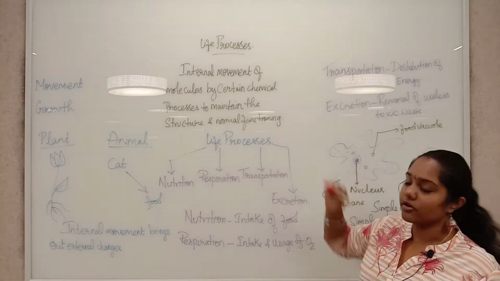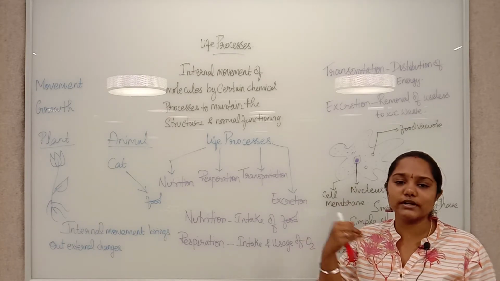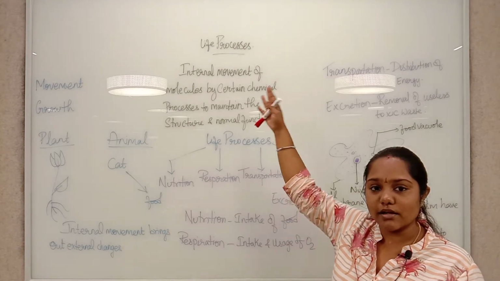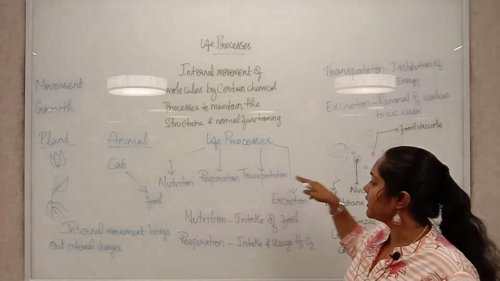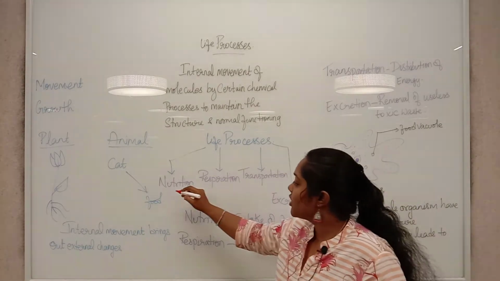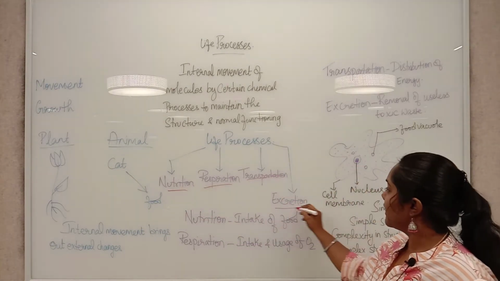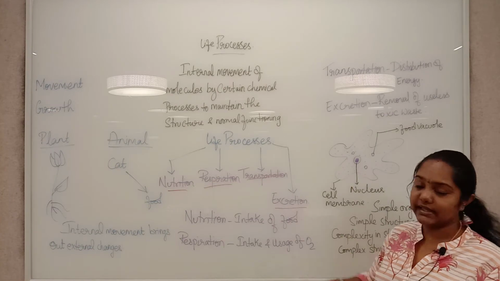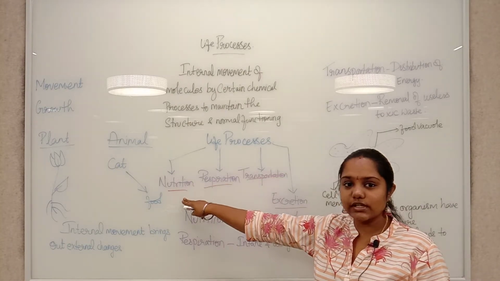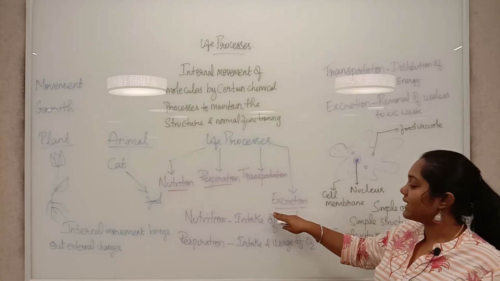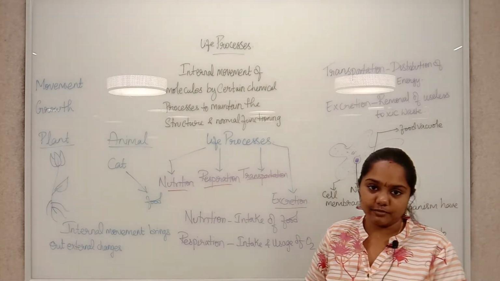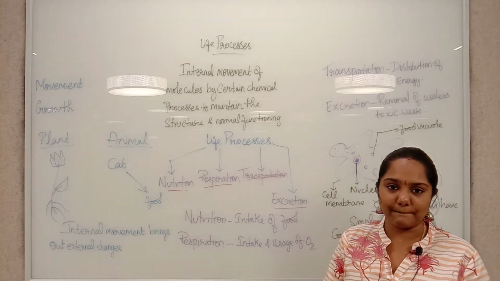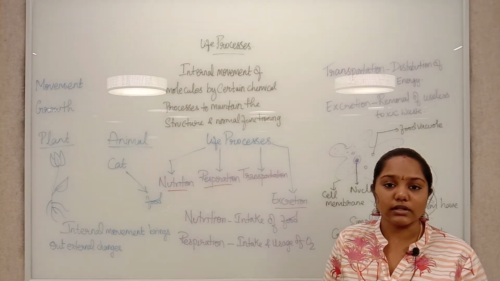Now, when I say life processes, it is not just the simple movement of molecules. There are four major processes that define the term life processes. The four important processes that are required for any living organism to be alive are nutrition, respiration, transportation and excretion. Repeat, nutrition, respiration, transportation and excretion are the four main life processes which can be seen in any living organism, that continuously happen in it to make it alive all the time.